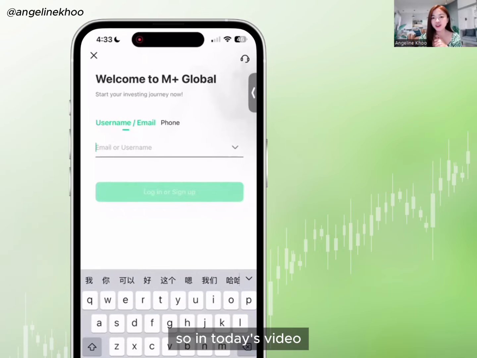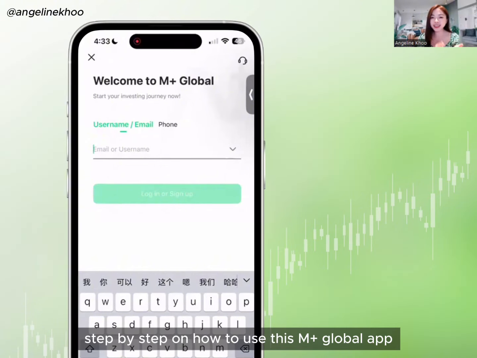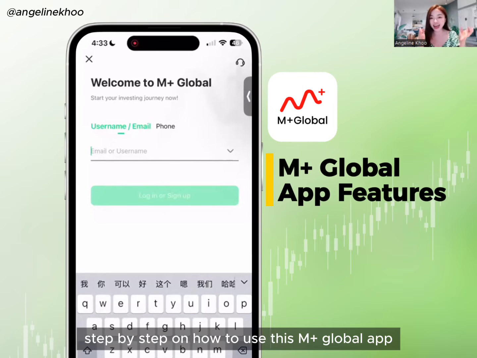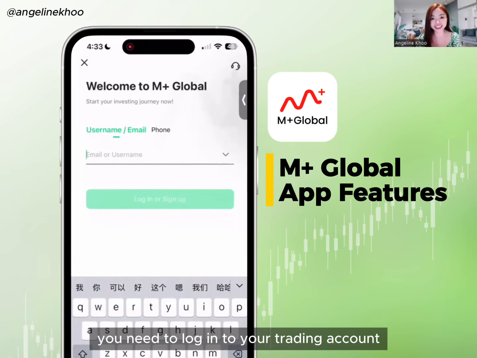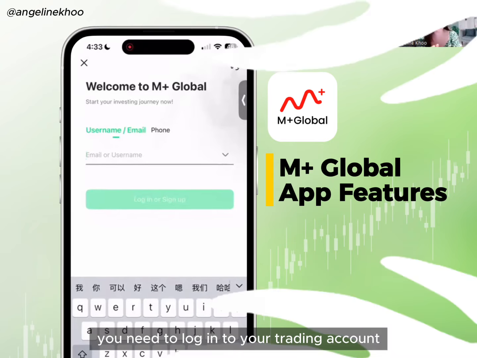So in today's video, I'm going to share with you step by step how to use this M Plus Global app. First of all, you need to log into your trading account. When you open up your M Plus trading account, this is what you will see, which is the markets. In order for you to log into your account and see the current positions that you're holding, you need to go under the middle, the third icon.